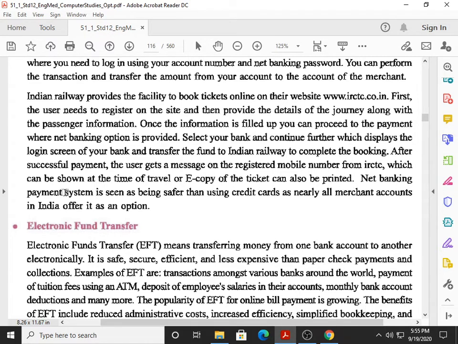Net banking payment system is seen as being safer than using a credit card, as nearly all merchant accounts in India offer it as an option. So it's considered safer, as I told you, because it does not involve any card. So no fear of theft or loss. Okay, and the majority of merchants provide this facility. So in that case, you can trust net banking.